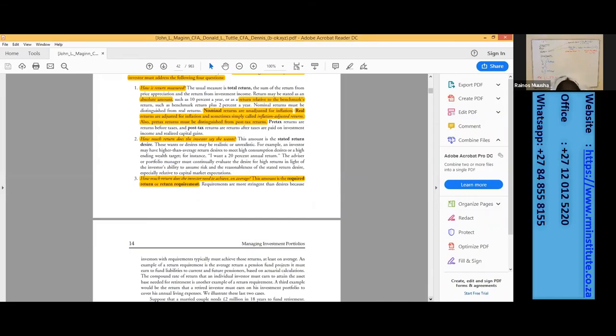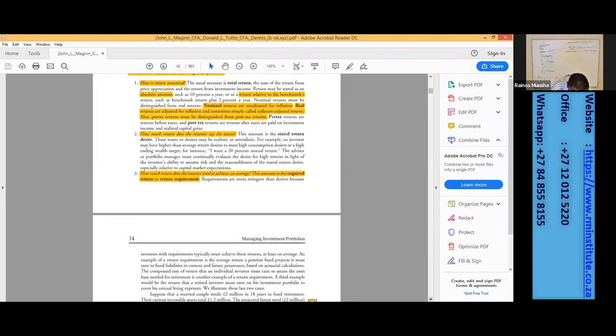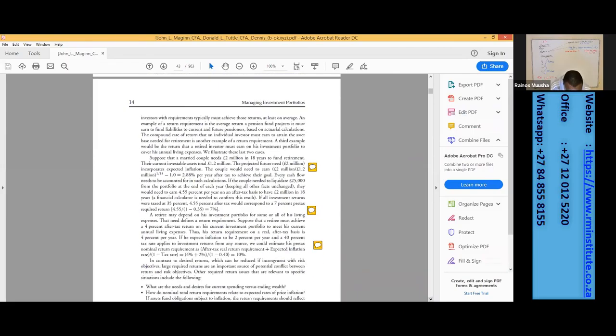Then the third question is how much does the investor need to achieve on average? So this amount is the required return or return requirement. This will give you exactly what the investor needs to generate on average, which means that the required return or the return requirement is going to be based on the need to access funds as a percentage of the value of the fund, of the investable assets as well. So the need to access funds as a percentage of the investable assets would tell you exactly what the return requirement would be. But we'll look at it when we look at different investments as well.